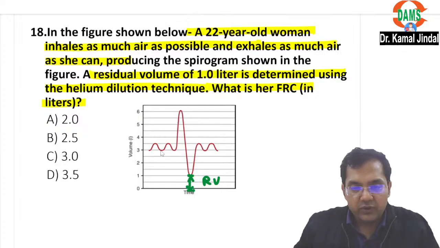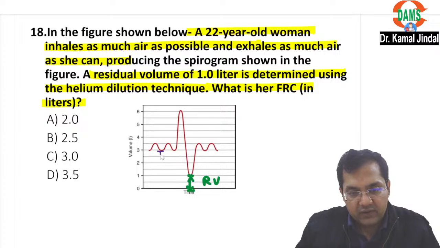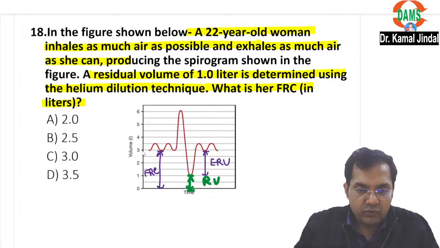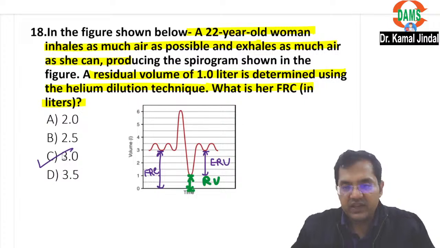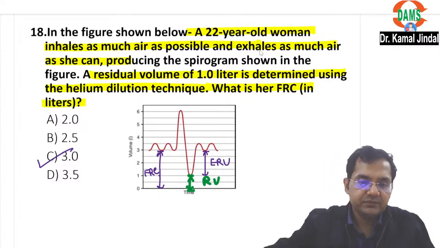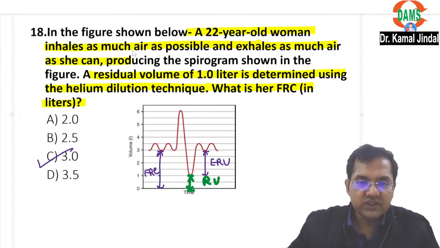You will just have a good look at the picture and you will tell me the answer immediately. It should be from here to here. This is your FRC. But what is this? If I ask you only this is ERV. So what is the total answer? If you look from here to here, answer should be 1 is RV, 2 is ERV, and 1 plus 2, 3 liters, right? The answer is 3. Moving on to question number 19.